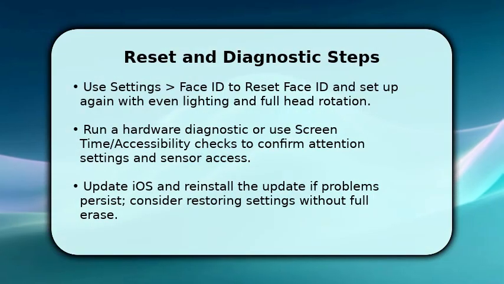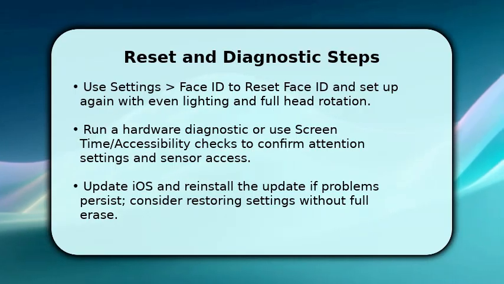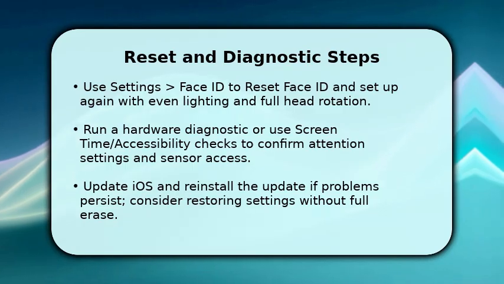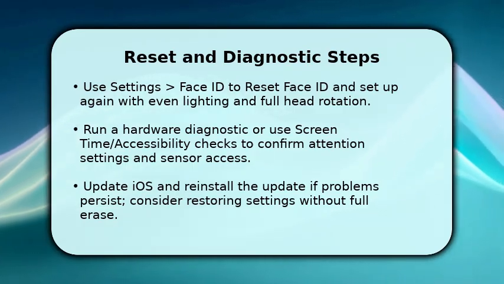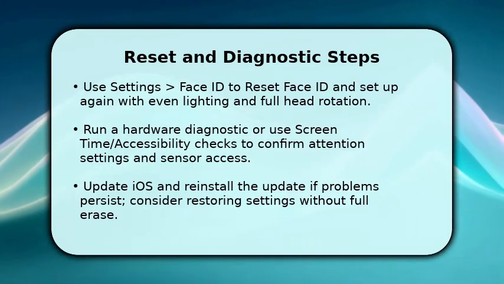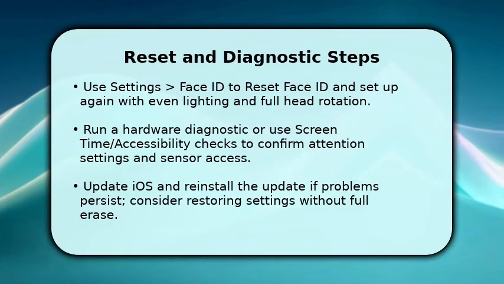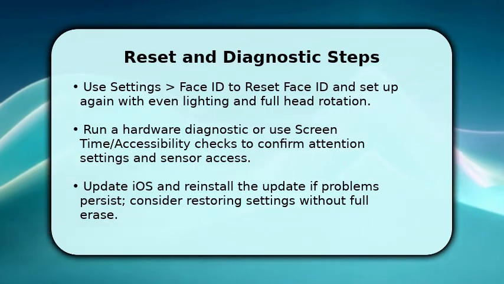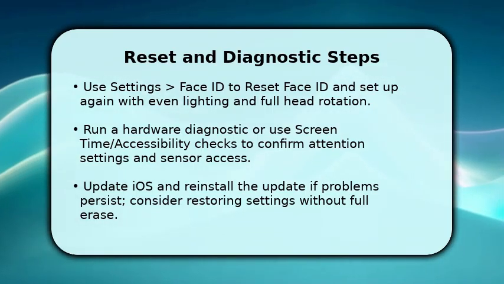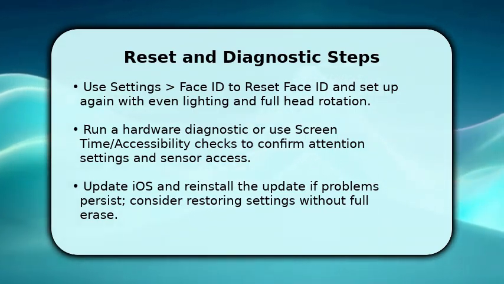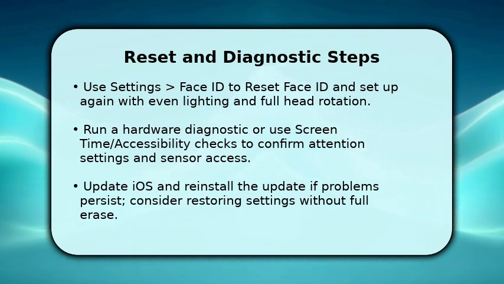You now perform a deliberate reset and diagnostic routine so you can isolate the issue. Reset Face ID and set it up again, moving your head slowly in a full arc to let the sensor map your face completely. Lighting should be even, not backlit. Then run diagnostics or check accessibility and screen time restrictions that might block camera or attention detection. Once checked, update or reinstall iOS to replace corrupted files. Make sure to retry Face ID after each change to track progress.